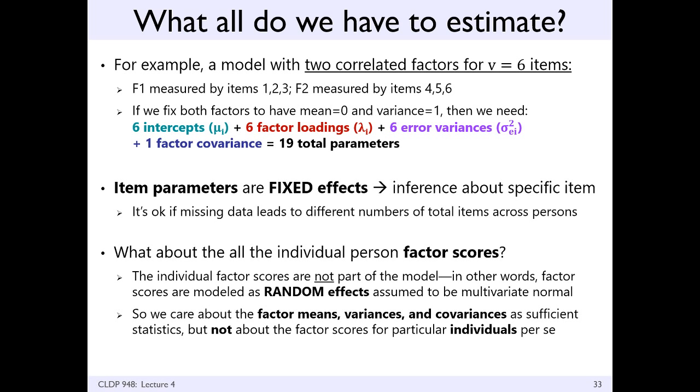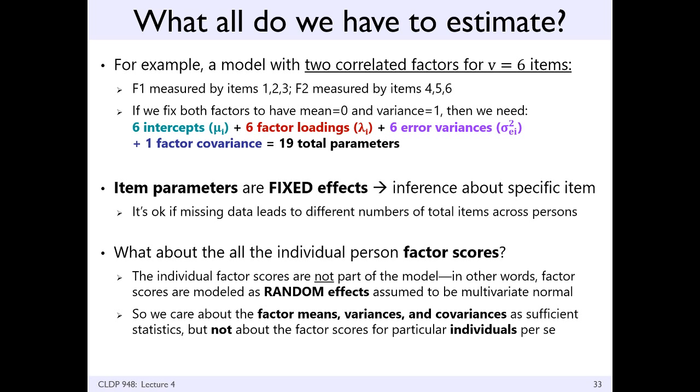The items are what's known as fixed effects. What you get back per item is one number that characterizes that item's intercept, another number that characterizes that item's residual variance, and one more number that characterizes its loading. So the items are not exchangeable. Each one gets its own set of answers. In contrast, the people are exchangeable. The people are random effects.